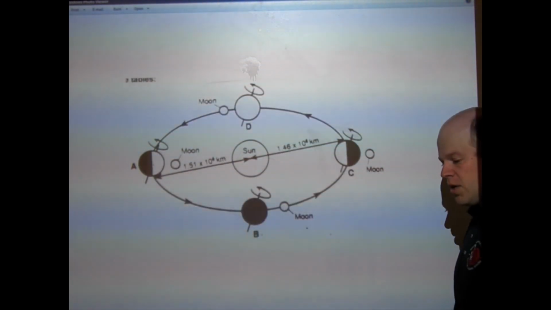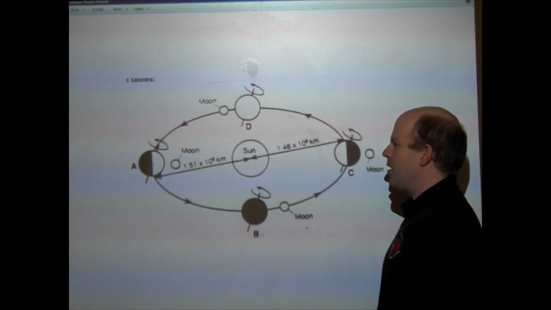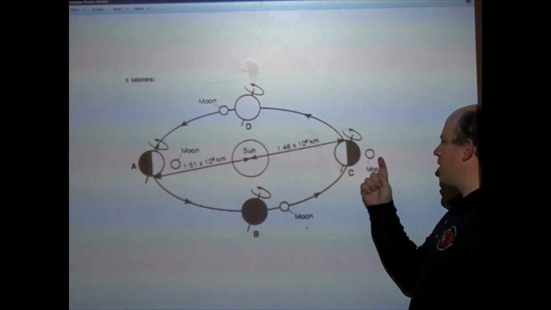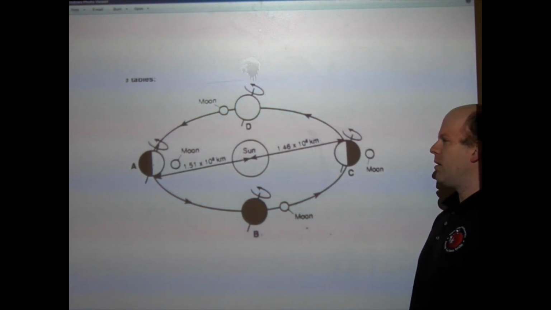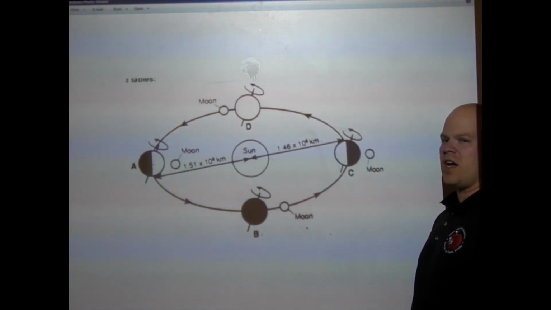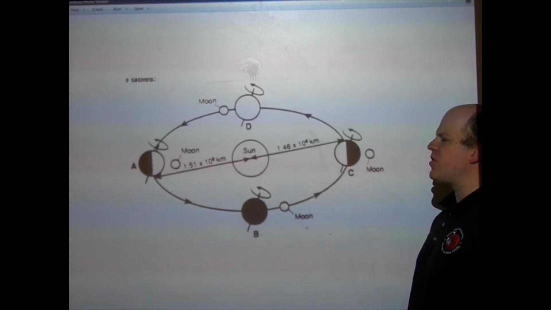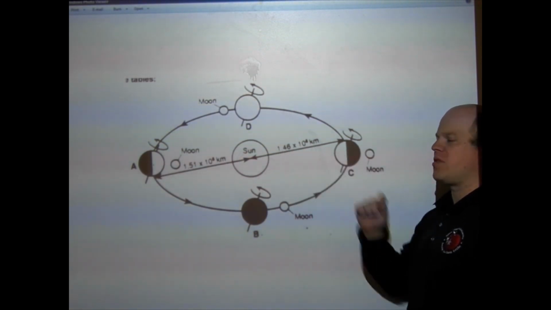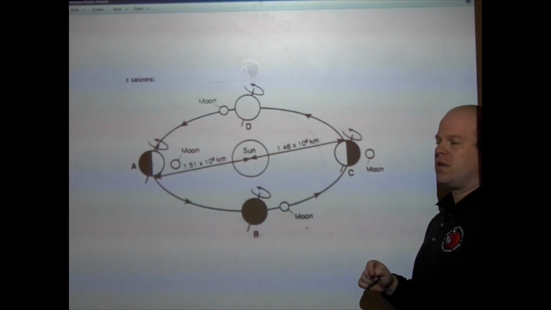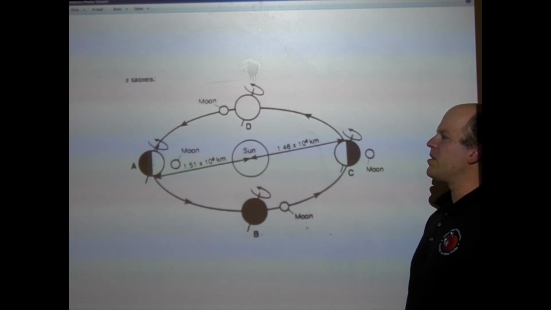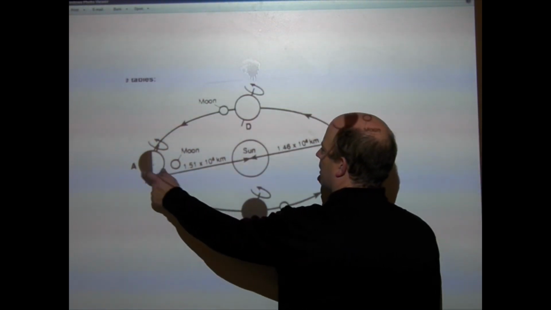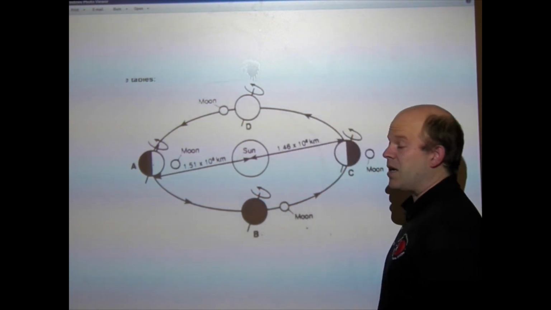Back to the Earth and Moon. So which one has a solar eclipse? Position A. Which one has a lunar eclipse? Position C. Where is the Earth's gravity strongest with the sun? Of these choices, C is, because C is closest to the sun. Where does the sun appear to be the smallest? Over here, when we're actually at summertime.